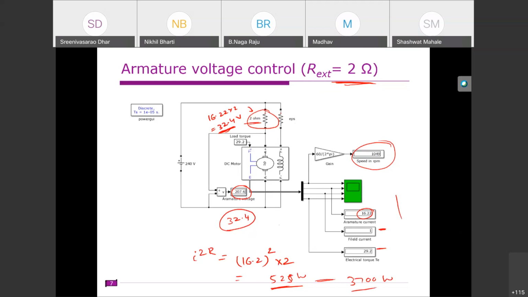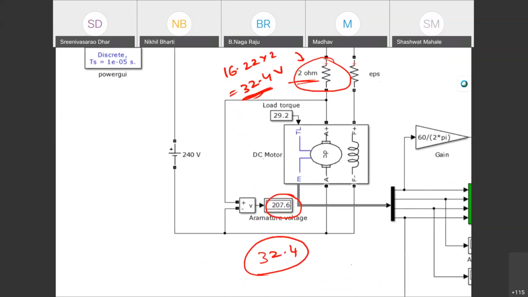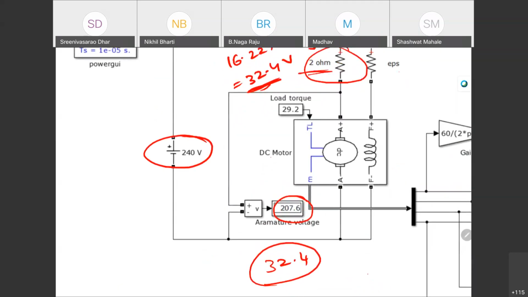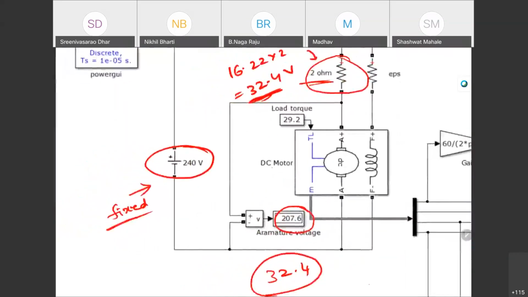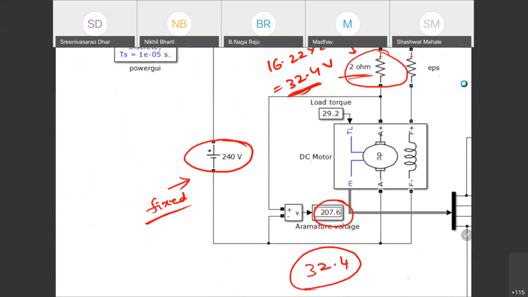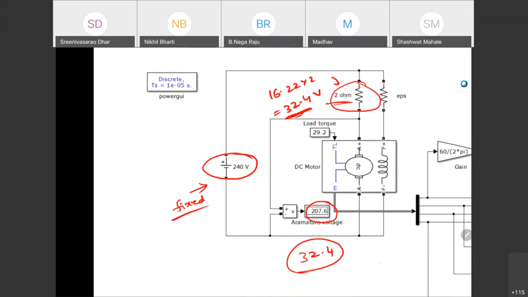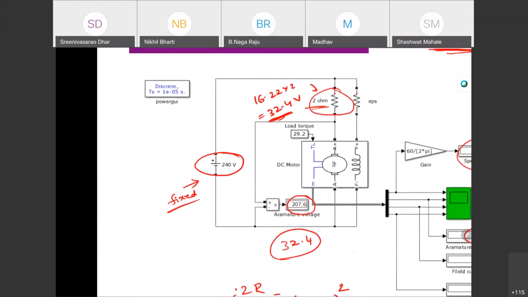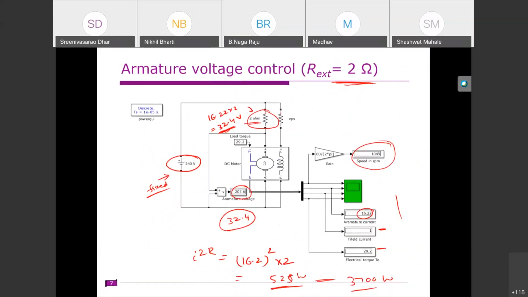Instead of wasting the power, normally in industry, instead of keeping a fixed value of 240 volts, by using different power electronic converters we change this value to whatever we require. You will study that once you complete the power electronics course. By using phase control rectifiers, you can obtain different DC voltages. So this kind of armature voltage control using external resistance is normally not employed in industry.